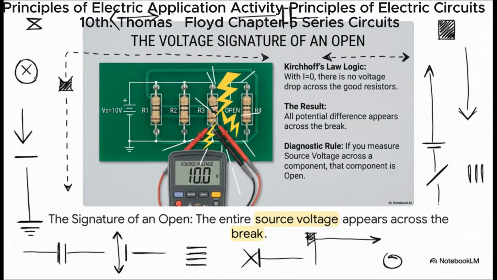All right, this is where things get really clever. In an open circuit, what's the current? It's 0, right? Now think about Ohm's law, V equals I times R. If I is 0, what's the voltage drop across all the good components? 0. So you've got all this voltage from your power supply. Where did it all go? It has to go somewhere. Well, it all gets concentrated right across that single point of failure, the break itself. This is the crucial rule. If you measure the entire source voltage across just one component, congratulations, you've just found your open.